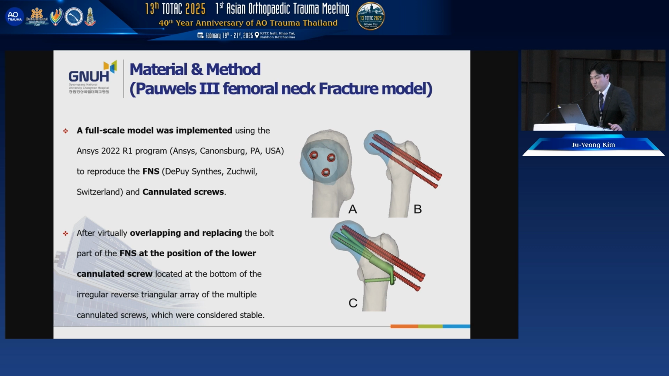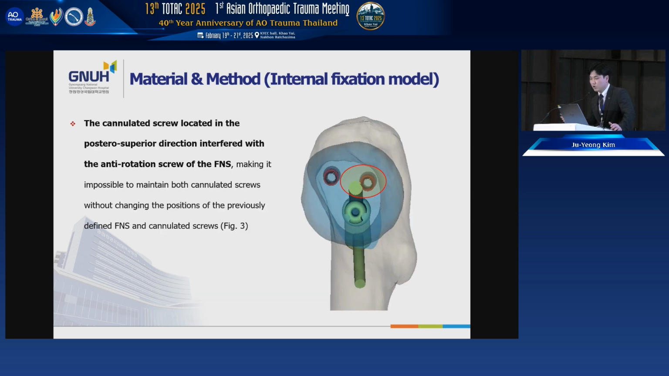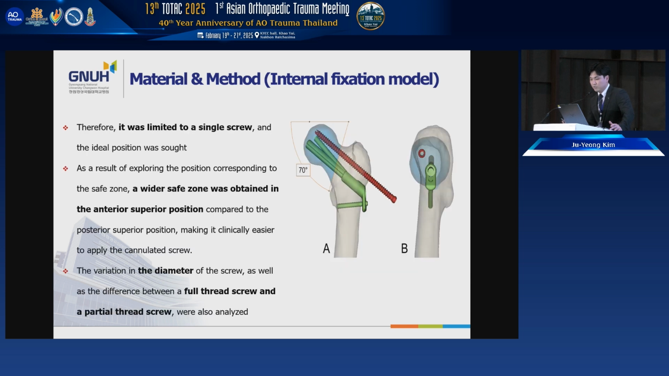The FNS and cannulated screw were implemented in the program with their actual dimensions. In the conventional multiple screw fixation technique, which utilized a reverse triangular position, we developed and applied a novel method by replacing the inferior screw with the FNS, combining the advantages of both techniques. However, interference occurs between the screw position in the posterior superior region and the anti-rotator screw of the FNS. Without modifying the pre-established conditions, there is insufficient space to accommodate both screws simultaneously. Therefore, the experiment was conducted with a single cannulated screw fixation.